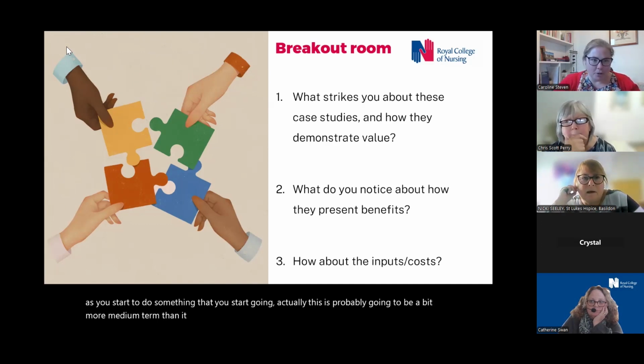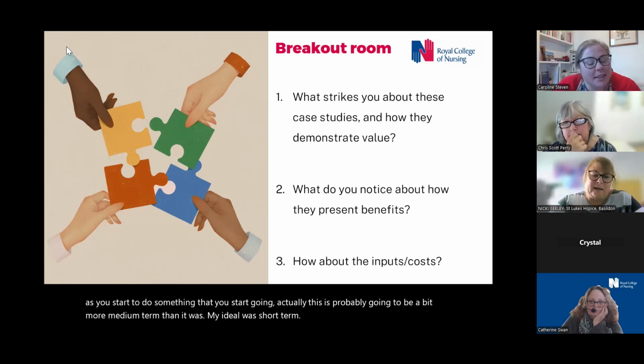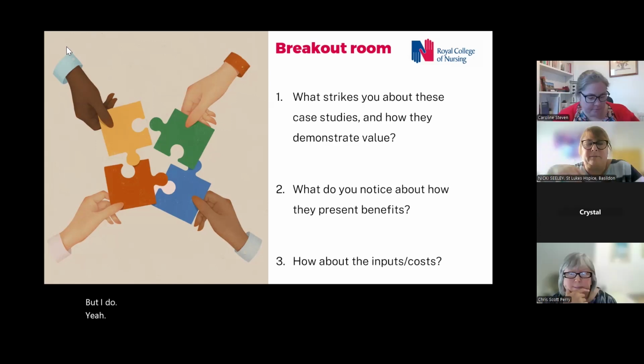My idea was short term. But I suppose it was around really being able to identify the types of benefits and the types of cost implications. Just identifying the types of benefits, outcomes and cost, and identifying that first before you start.